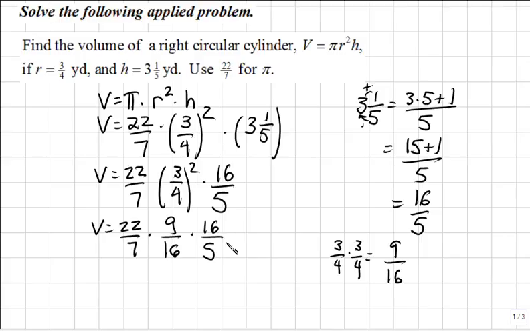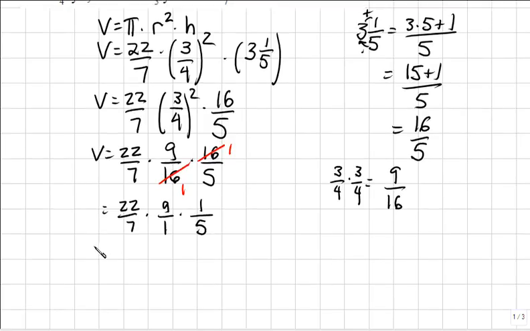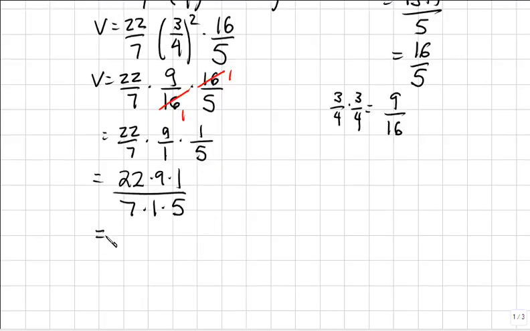To multiply our three fractions, we could multiply the numerators and the denominators. However, we do see that the 16s will cancel, leaving 1 in both spots. So we really will have 22/7 times 9/1 times 1/5. To find this result, we'll multiply the numerators, so we're left with 22 times 9 times 1 over multiplying our denominators of 7 times 1 times 5. 22 times 9 becomes 198. Divided by 7 times 1 times 5 becomes 35.